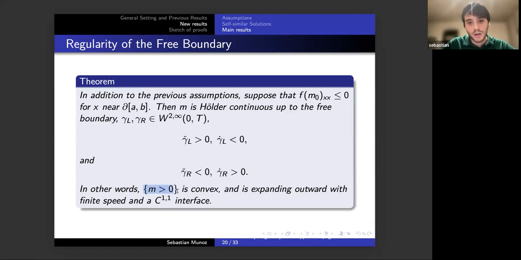Okay, so in other words, the support is a convex set and it expands outward with finite speed with a C11 interface. Then this is the regularity result for the free boundary. And also we have the optimal regularity. And I say optimal in the sense that it's Hölder continuous, but it's not optimal in the sense that we don't know the optimal exponent, up to the free boundary.